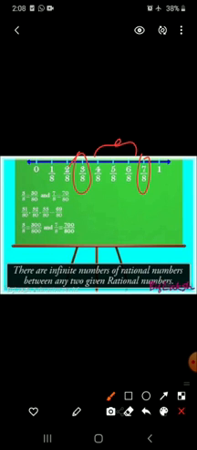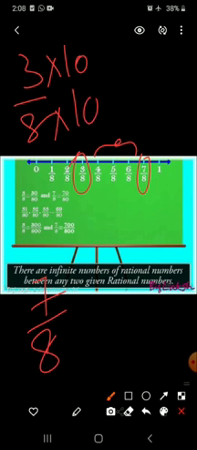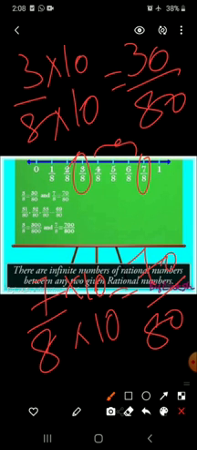Then how will you do it? Just multiply the numbers which you are given with any same number, like 10, like 20, like 11, like that. Then you will get 30 by 80 here and 70 by 80 here. Actually, we multiplied it directly because both have the same denominators. When you have like denominators, then you can multiply just like this.